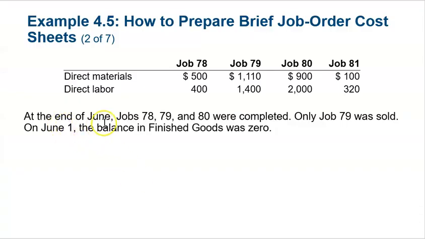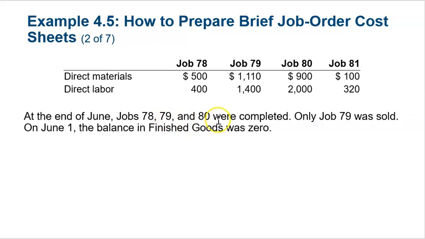It says that at the end of June, job 78, 79, and 80 were completed. All right, so further information, only job 79 was sold. Helpful information here, on June the 1st, the balance in finished goods was zero. So what we're saying here is that our finished goods inventory now is going to be made up of job 78. Now, these are not the full cost for job 78 and job 80. We're going to have cost of goods sold for job 79 because it was sold.